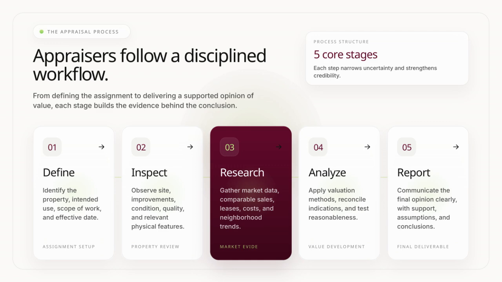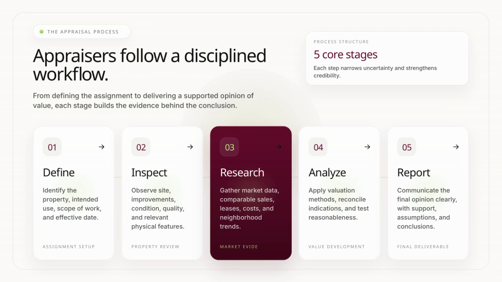Following the property review, the appraiser gathers market data. This includes comparable sales, leases, costs, and neighborhood trends, which provide vital evidence about the property's market context. Then comes the analysis stage, where different valuation methods are applied. The appraiser reconciles these various indications and tests their reasonableness to arrive at a well-supported value estimate.